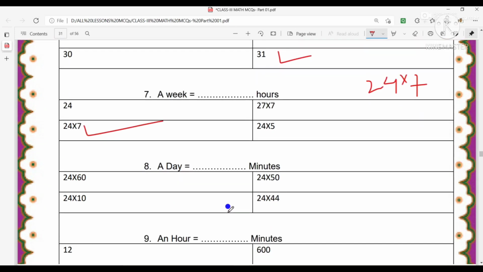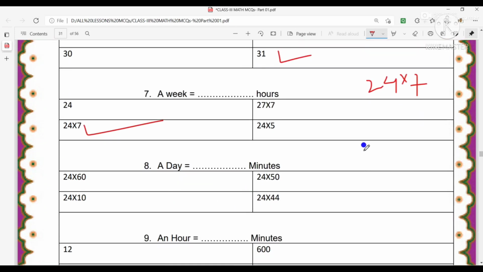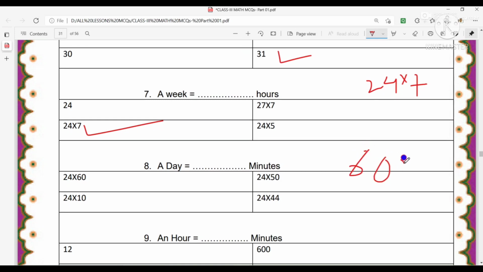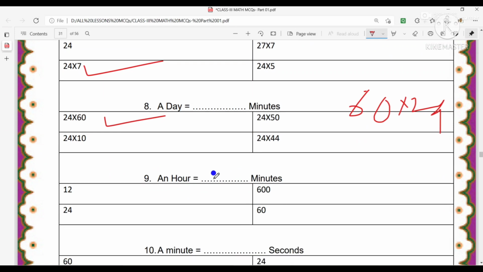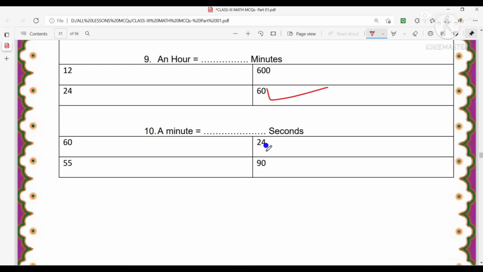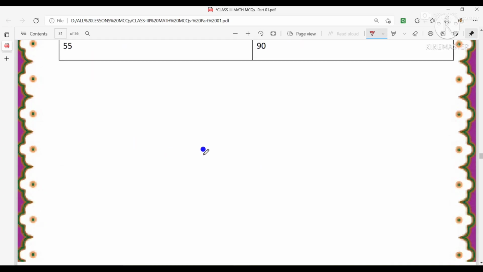Then a day has how many minutes? 1 hour is equal to 60 minutes, and in a day there are 24 hours. Okay. So 24 into 60 minutes. Then an hour has how many minutes? An hour is 60 minutes. Then a minute has how many seconds? A minute has 60 seconds.